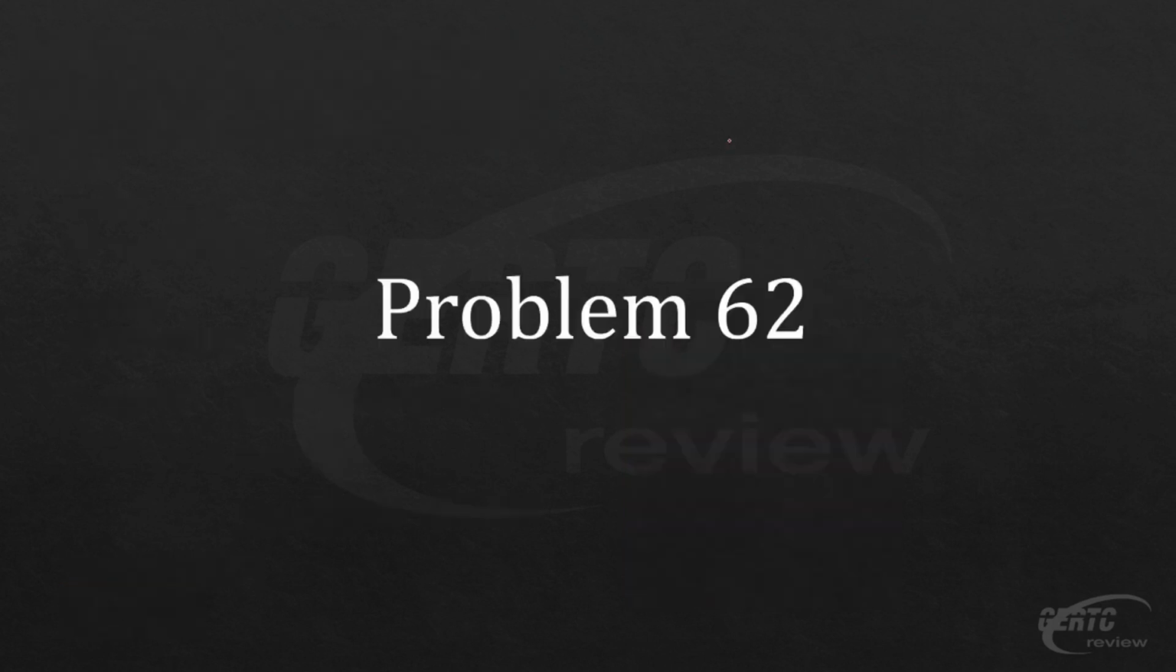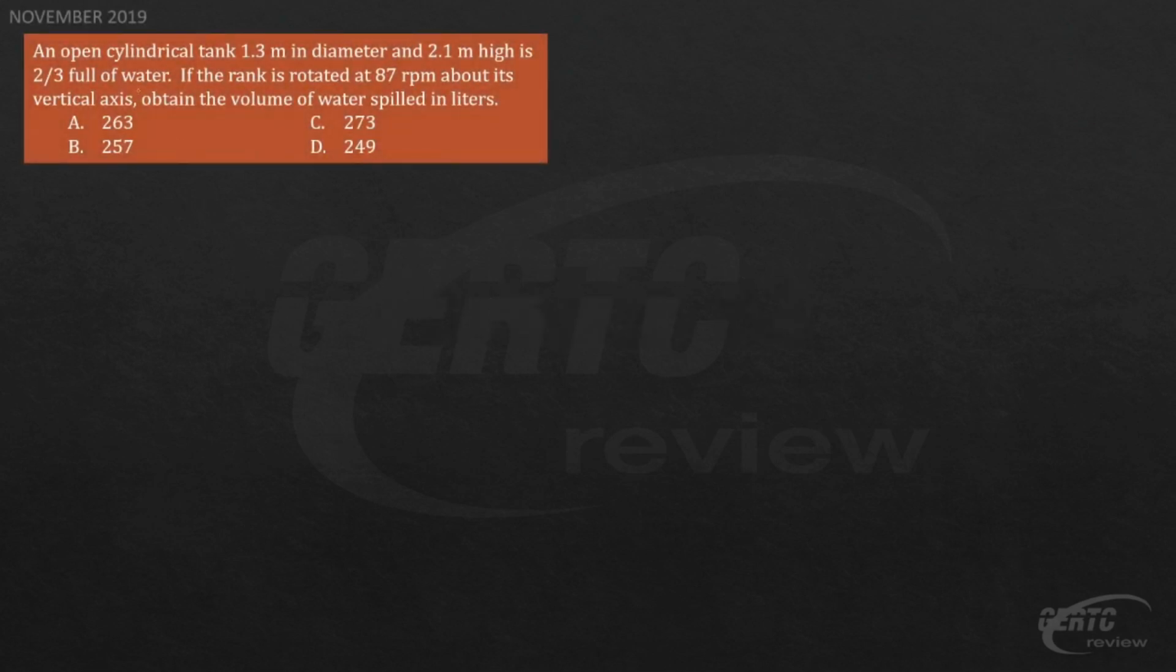Problem 62, November 2019. Rotating vessel. An open cylindrical tank, 1.3 meters in diameter and 2.1 meters high, is 2/3 full of water. The tank is rotated at 87 RPM about its vertical axis. Obtain the volume of water spilled. Okay, what will spill out? The tank is open. Earlier, we had a closed tank, so nothing could spill there.